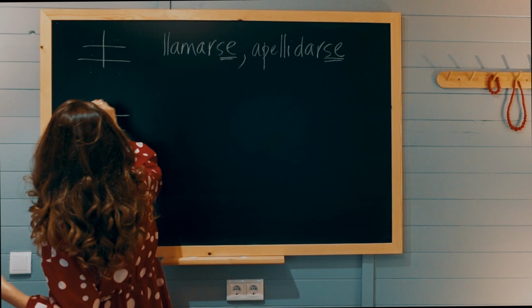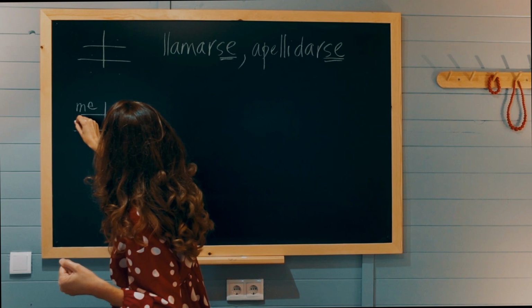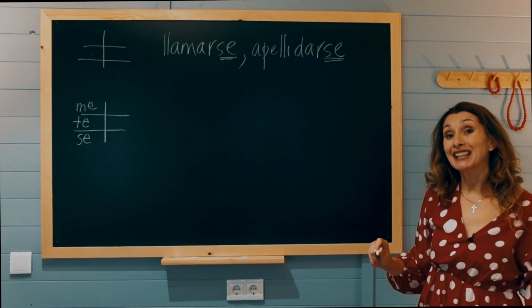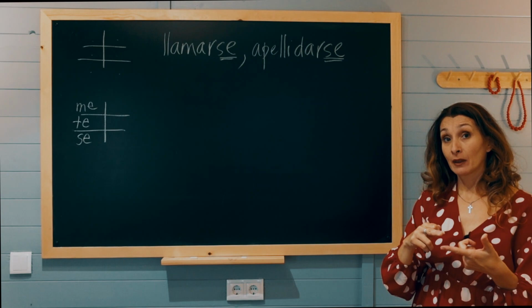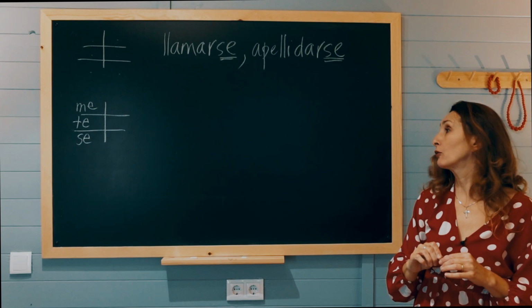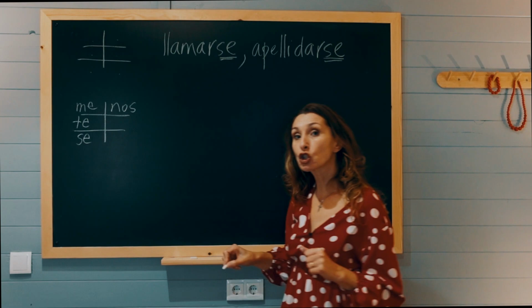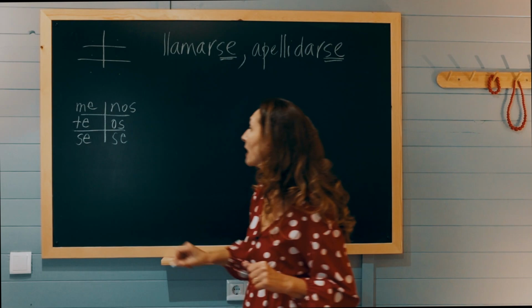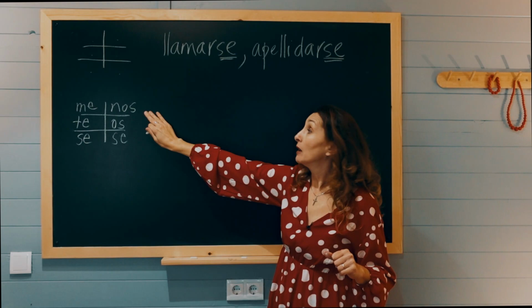So here for the first person singular, it's me. For the second person singular, it's te. For the third person singular, it's se. So se is both for him, her, and usted, okay? It will work for all three. In plural, first person is nos, second person plural is os, and third person again, se. Okay? Again, nos is the same, and os and se, whether it's masculine or feminine, okay?